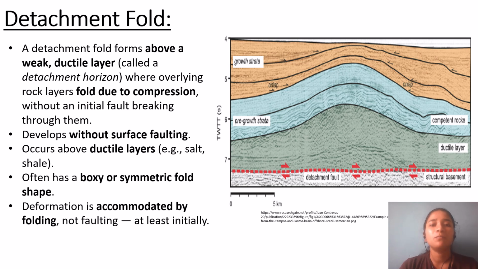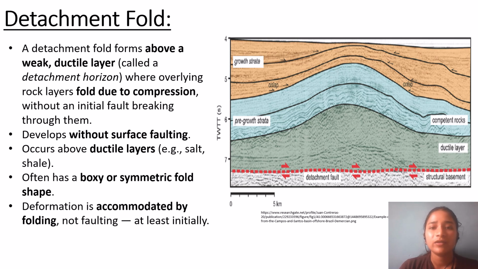So deformation is accommodated by folding, not faulting, at least initially. These folds are typically broad, boxy, or symmetric in shape. You can see in the image that the folding occurs above the red dashed line, which marks the detachment fault. Compression is absorbed by folding of the upper layer while the ductile layer flows below. This process is especially important in areas with thick salt or shale deposits, and it often plays a role in forming hydrocarbon traps also.